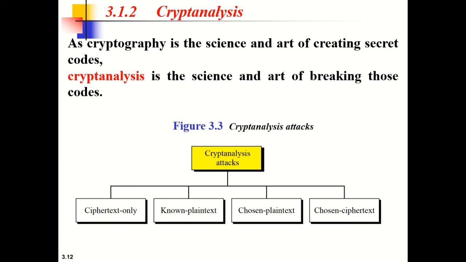Next comes cryptanalysis. Now cryptanalysis, as I told you before, is a deliberate attack which is done to check the level of security of the data which is being transmitted, right? So cryptanalysis is the science and art of breaking those codes which we have made using cryptography. Okay, so cryptography will create the codes and cryptanalysis will be breaking the code.